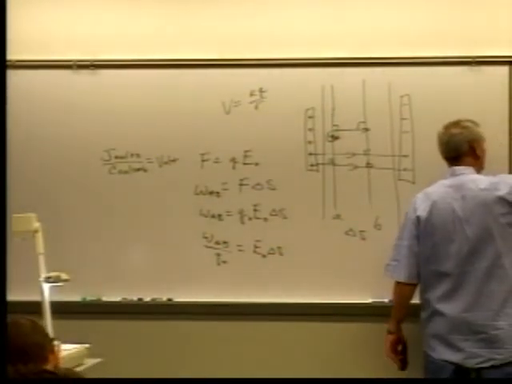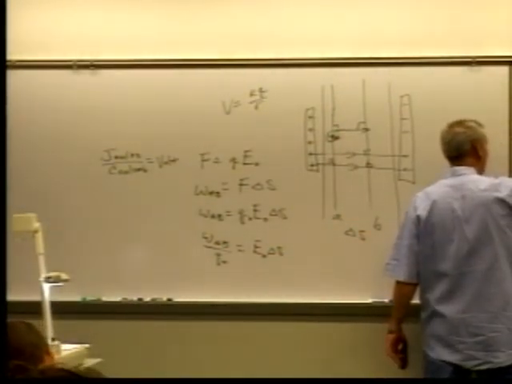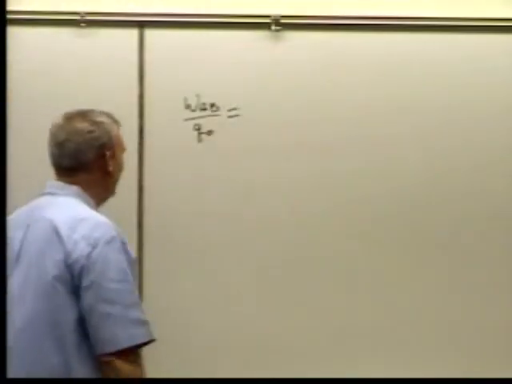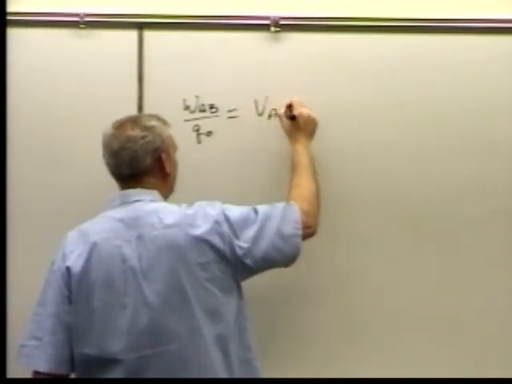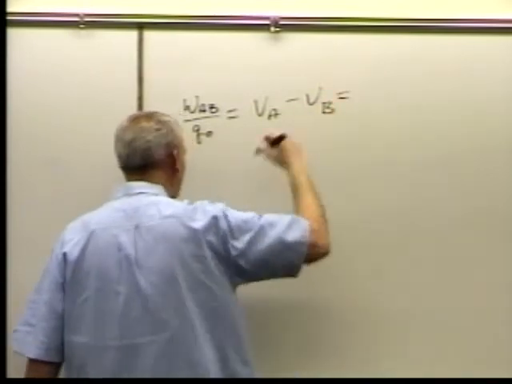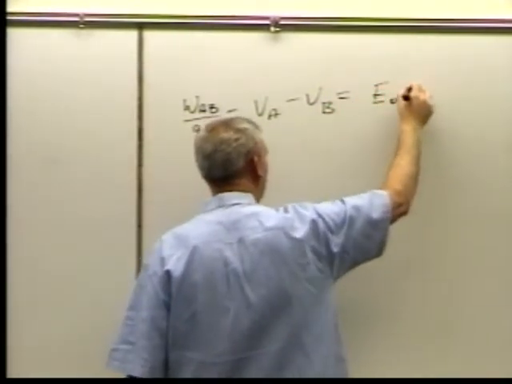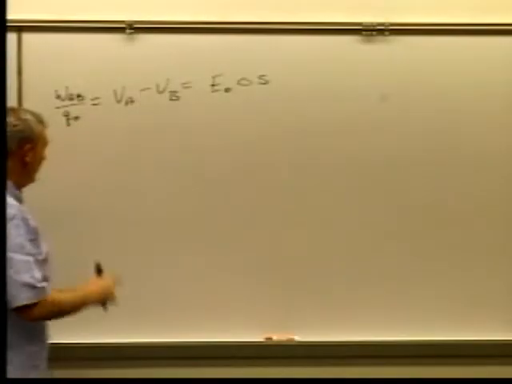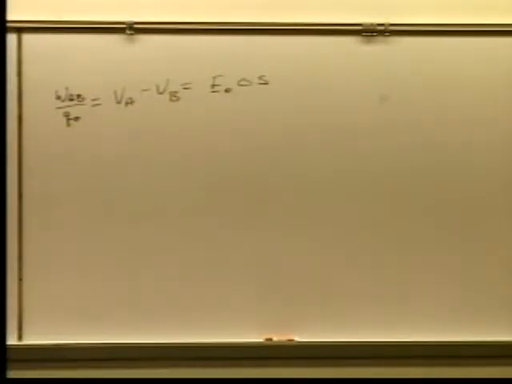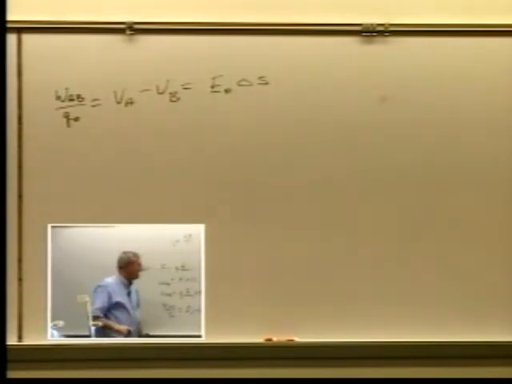The work required to move that charge divided by the actual charge was equal to VA minus VB, which equals E naught times delta S, times that distance. This is inside a parallel plate capacitor.